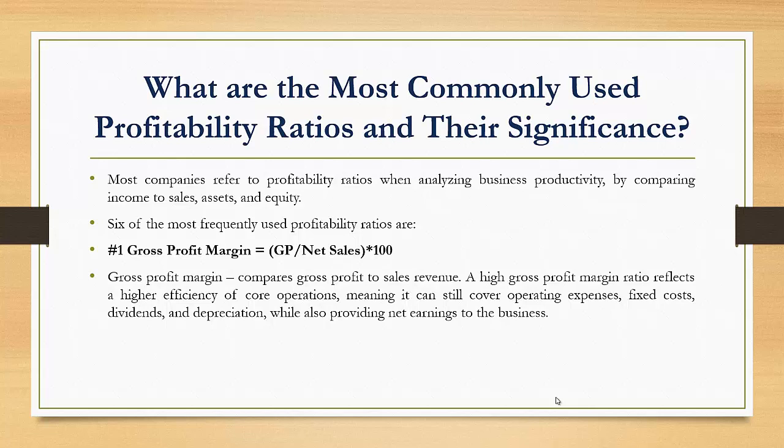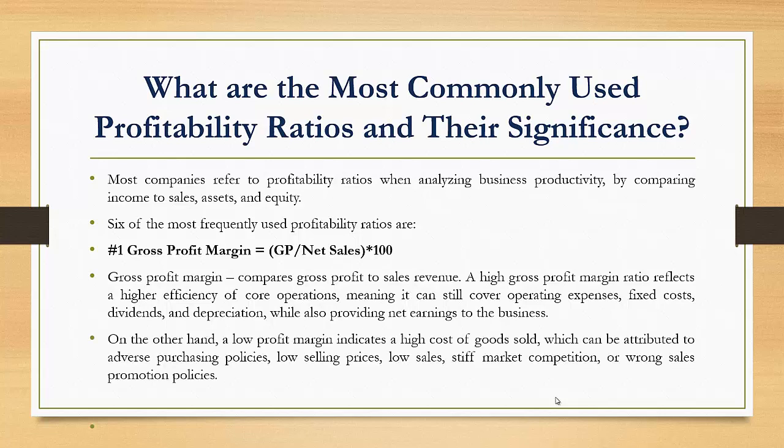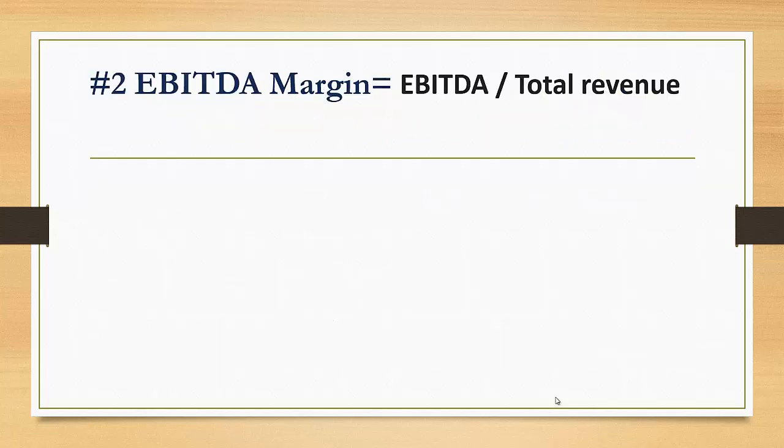A high gross profit margin ratio reflects a higher efficiency of core operations, meaning it can still cover operating expenses, fixed costs, dividends, and depreciation, while also providing net earnings to the business. On the other hand, a low profit margin indicates a high cost of goods sold, which can be attributed to adverse purchasing policies, low selling prices, low sales, stiff market competition, or wrong sales promotion policies.